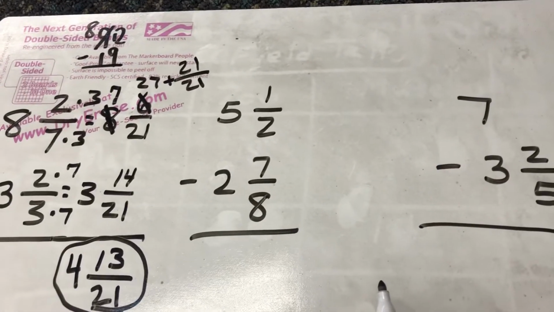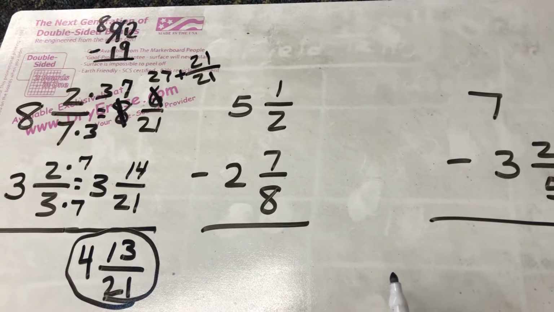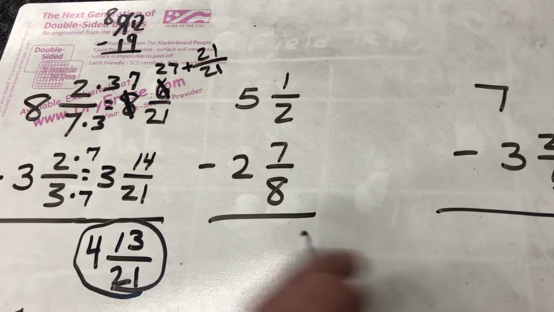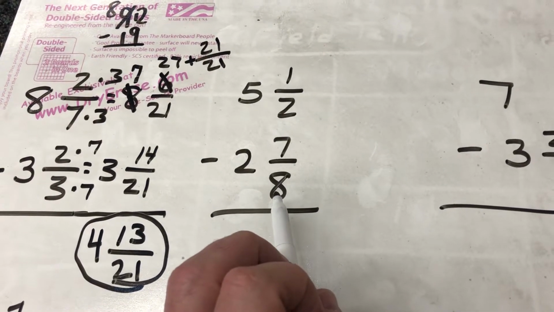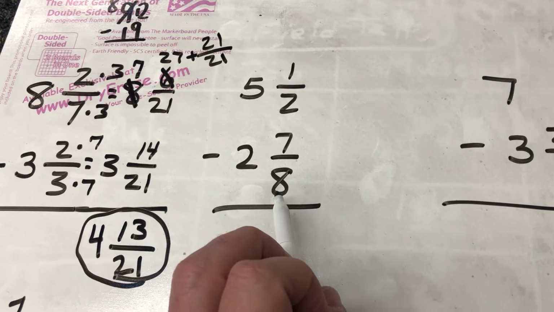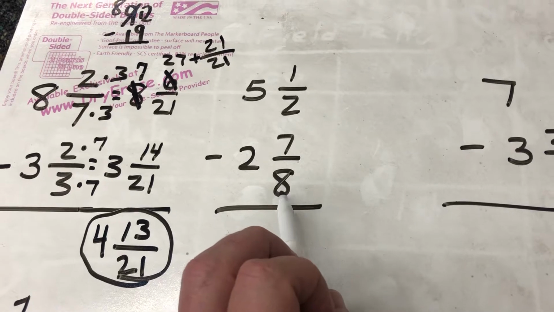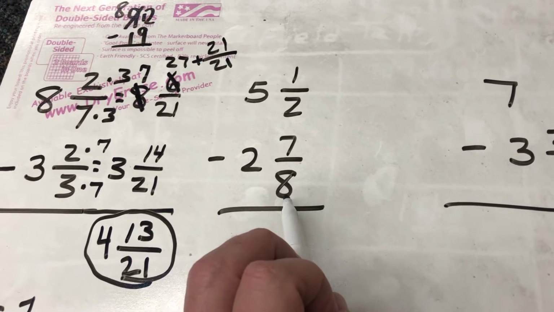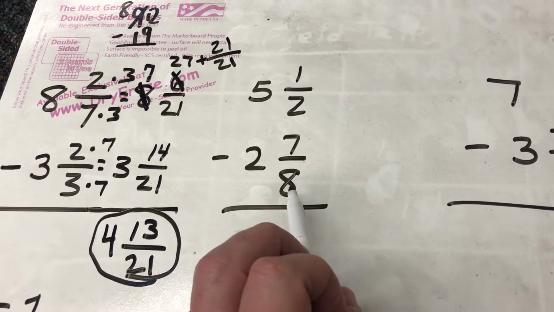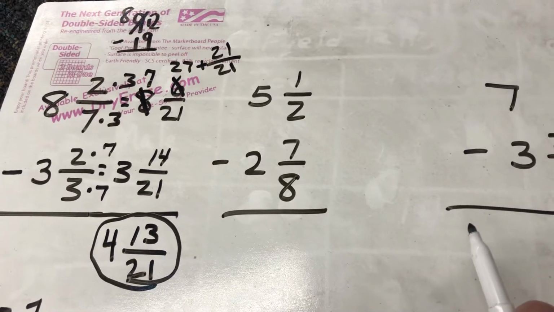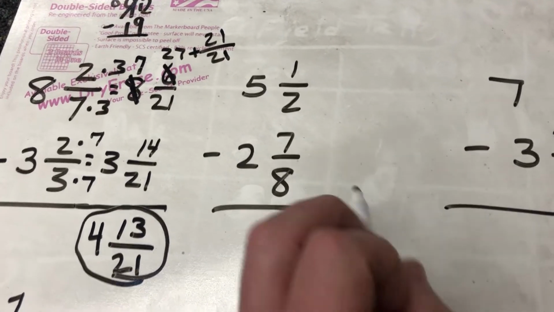5½ minus 2 and 7 over 8. Well, I'm looking for my common denominator here. That's 8. Okay? Well, that's my larger denominator. But then I'm thinking, well, 8 times 1 is 8, and that's an even number. And 8 is divisible by 2. Okay? So I know that 8 is the number that I want.